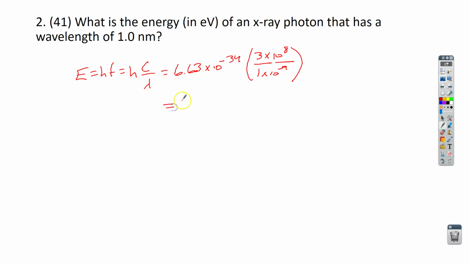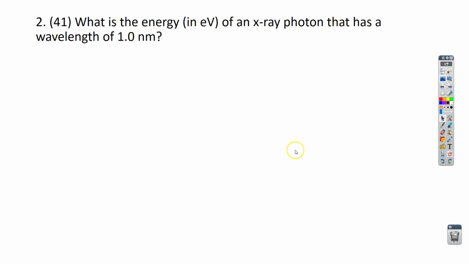So that gives us an energy in joules of 1.99 times 10 to the negative 16th joules. If you go ahead and convert that into eV, you divide by 1.6 times 10 to the negative 19th, you should get about 1200 eV. So a lot more energy in this one than we had in the previous one. Let's go ahead and switch to the next problem.